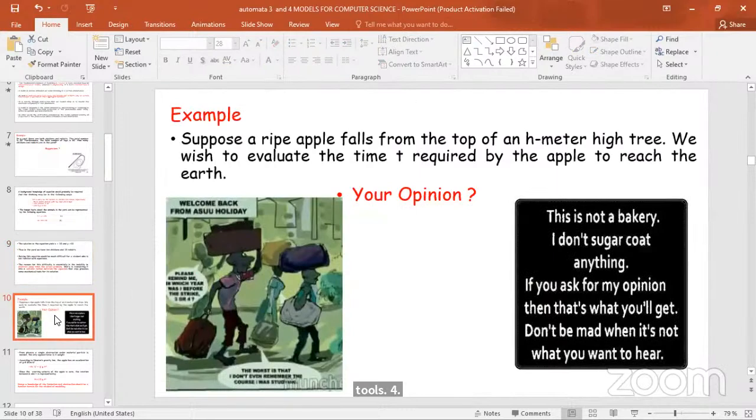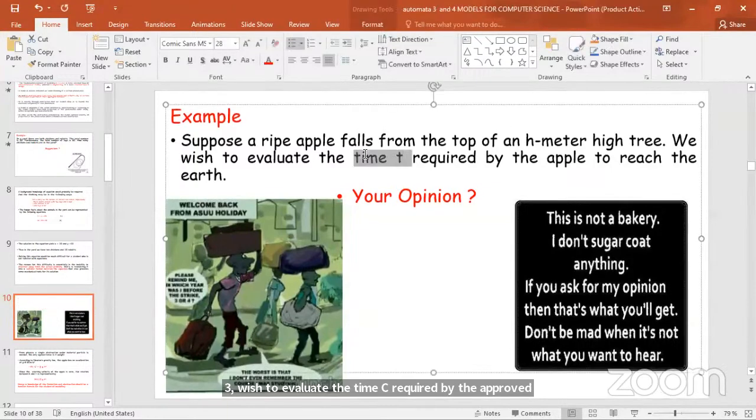Another example is this. Suppose a ripe apple falls from the top of an H-meter high tree. We wish to evaluate the time t required by the apple to reach the earth, right? So we want to look at the time.